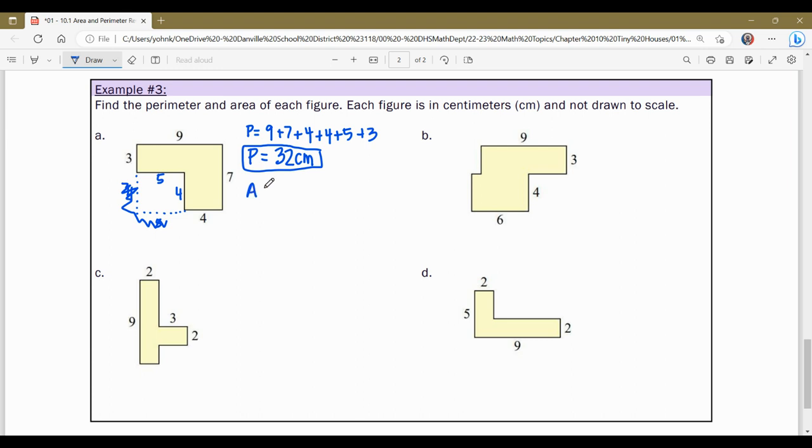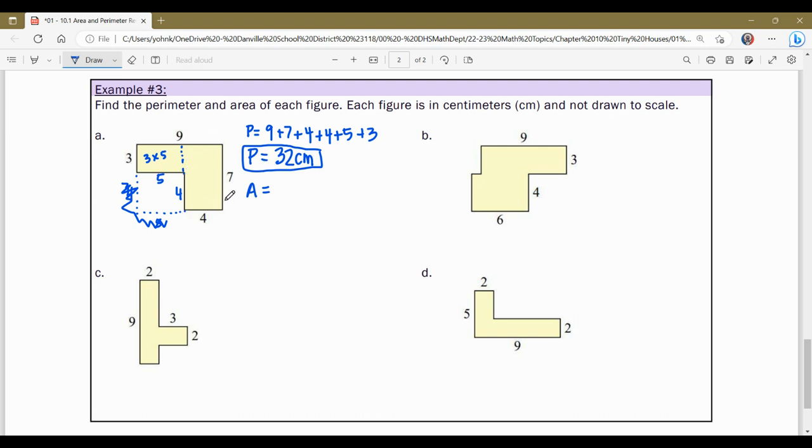Now, when I want to find the area, I need to find the area of the entire shape. Well, that's kind of hard because it's like two stuck together. So what we can do is pretend that there's a little line chopping the shape into two rectangles. So this rectangle on the left is a length of 3 and a width of 5. So the area here is going to be 3 times 5.